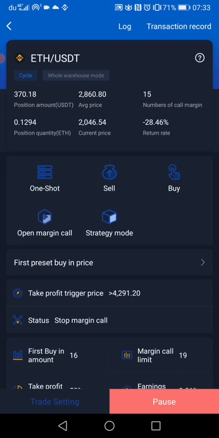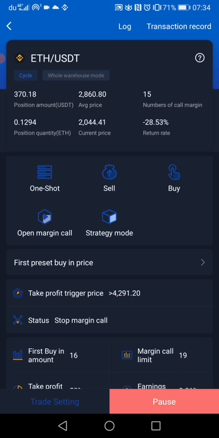Because once you enter a trade, your trade continues to register this information that I've just mentioned. So once you open a trade and the robot makes the first buy, all this information is registered at the same time. The position amount in USDT. The position amount is the one on the top left.